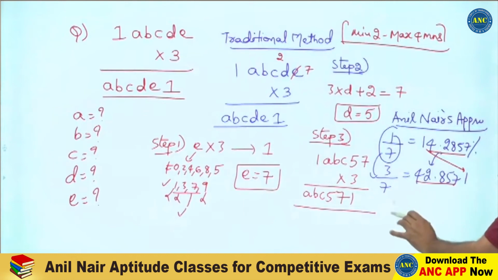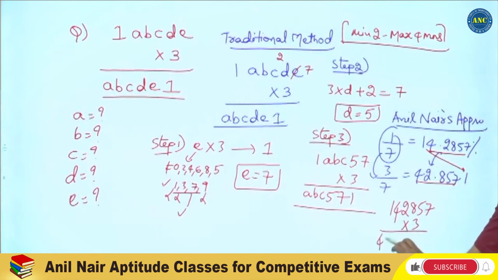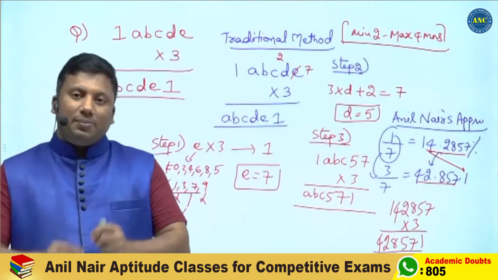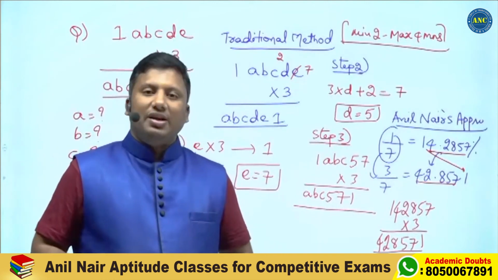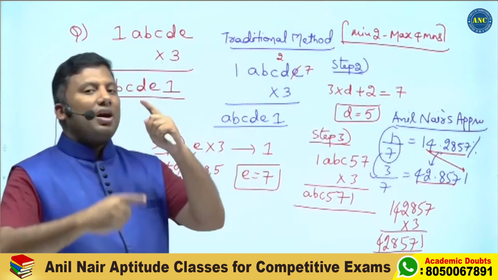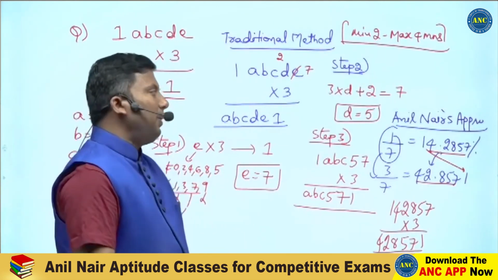So the number is nothing but a 20 seconds problem. 142857 into 3, the answer is 428571. This is the beauty of knowing the concept. If the denominator is 7, then the answer will be a recurring decimal with the number of digits either p minus 1 or a factor of p minus 1. Here it is p minus 1.